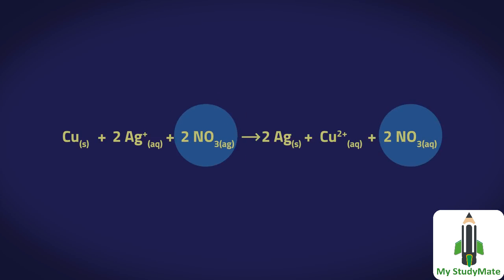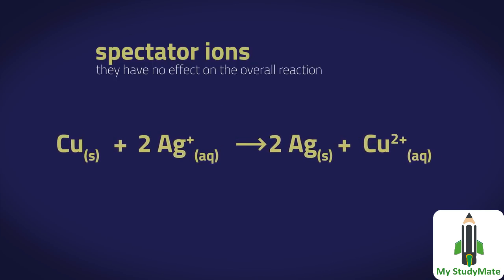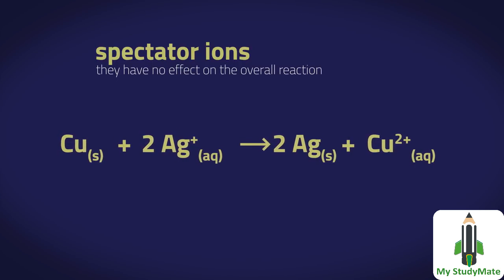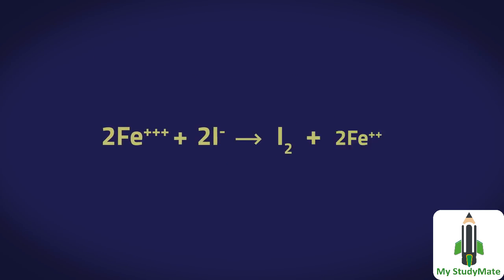What about those nitrate ions in the original equation? As the nitrate ion appears on both sides of the equation, they are called spectator ions, as they have no effect on the overall reaction. Much like spectators in a football match have no effect on the final result of the game.